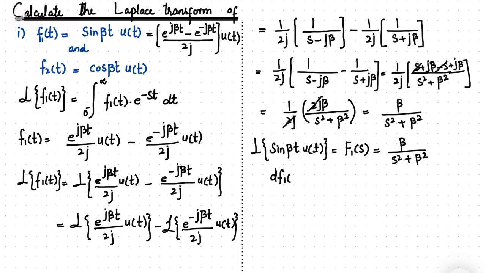Derivative of f1 of t. What is the derivative of f1 of t? Derivative of sine of beta t into u of t. The derivative of sine of beta t is cos of beta t into beta.